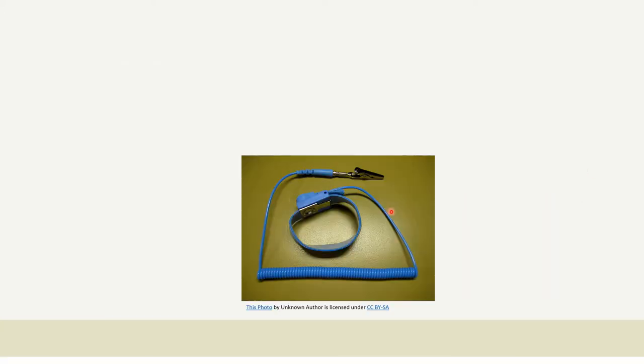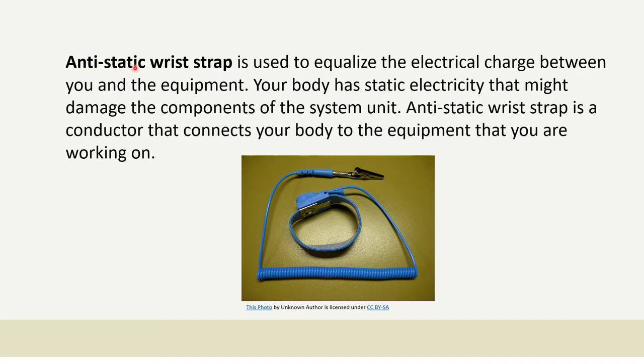Next is, what do you call this one? This is called the anti-static wrist strap. So, it is used to equalize the electrical charge between you and the equipment. Your body has static electricity that might damage the components of the system unit. Anti-static wrist strap is a conductor that connects your body to the equipment that you are working on. So, isa rin pa sa kailangan mo pag mag-assemble ka or disassemble ka ng system unit.